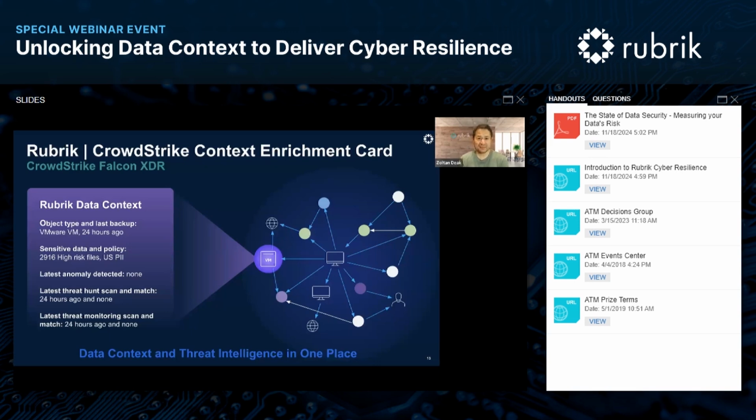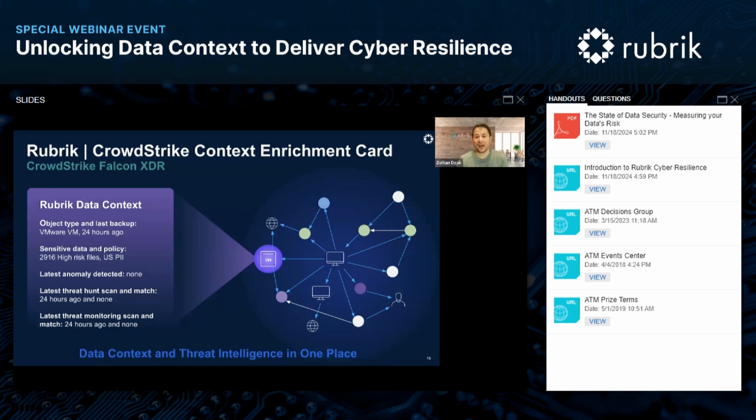So by combining our data context with threat intelligence, we can enable security analysts to more quickly prioritize attacks on their data by understanding if there is suspicious activity surrounding that sensitive data. So we're empowering them to be able to respond faster, preventing a threat or containing the damage.